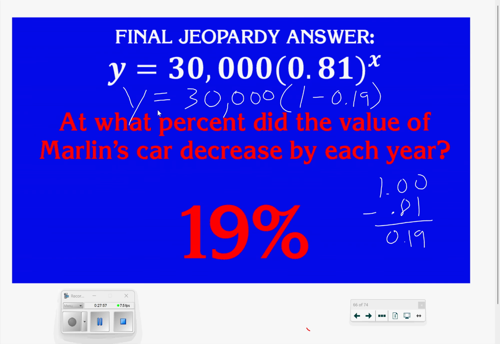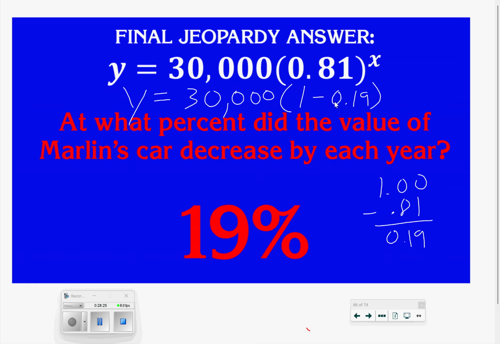Okay, so y is equal to 30,000 times 1 minus 0.19. The reason I wrote this is because this is what it was before they plugged in the 19%. So the answer is 19%. I talked about this earlier. If you plug in 19% in here, you have to convert it to a decimal. And then since it's decreasing, you're subtracting from 1.